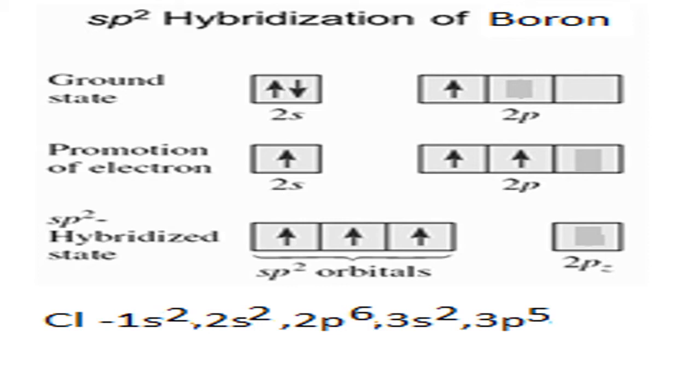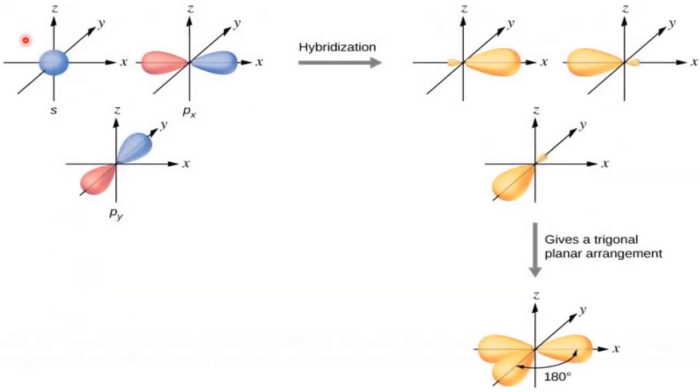How does it happen? Let us see here. This is the 2s orbital, and these are the two p orbitals, each with a single electron. They will merge, they will undergo mixing, hybridization. Then how do they form? In this way. This is after mixing.